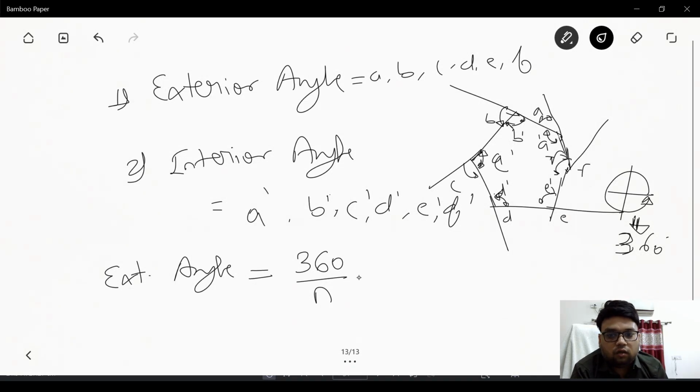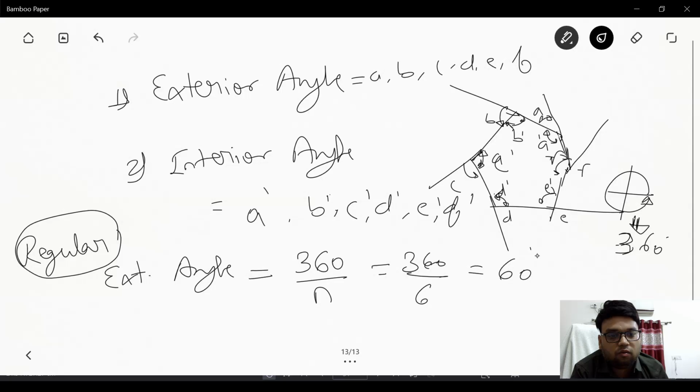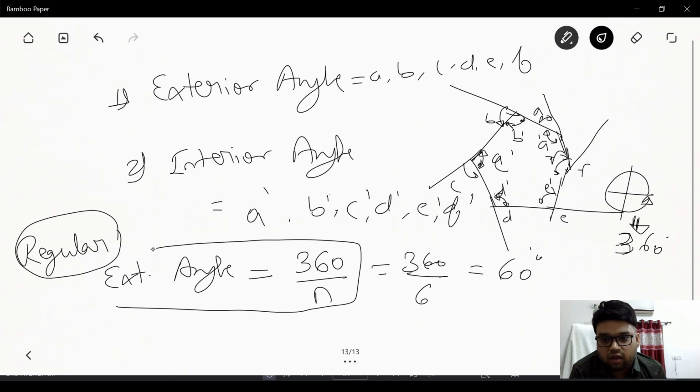So here the exterior angle will be equal to, for a regular polygon, because in a regular polygon sides and angles are equal. So the exterior angle will be equal to 360 by n, that is 360 divided by 6, and ultimately the exterior angle will be equal to 60 degrees. So your formula for the exterior angle is 360 by n. You have to note down this formula.